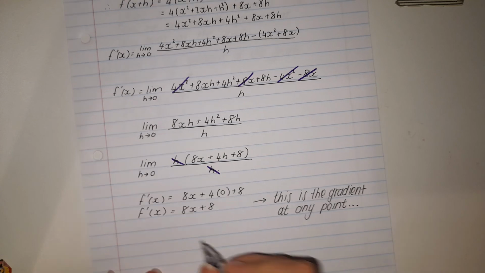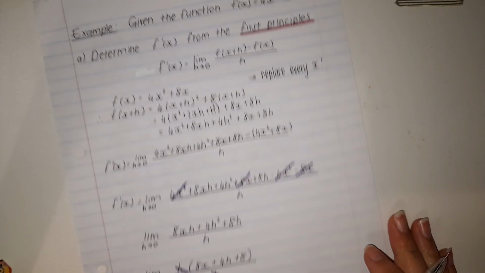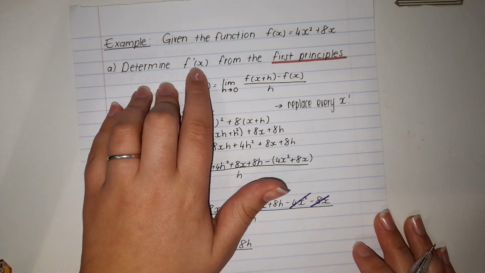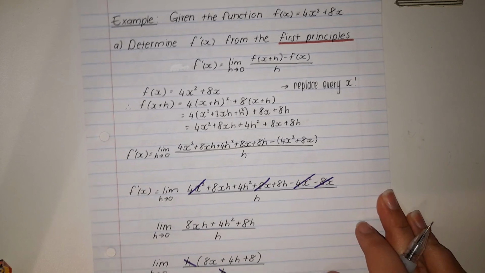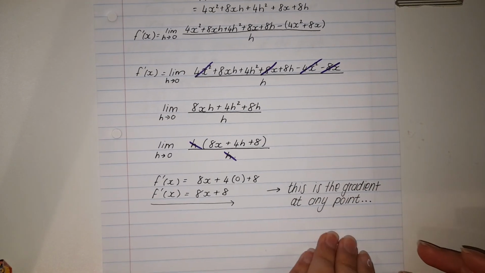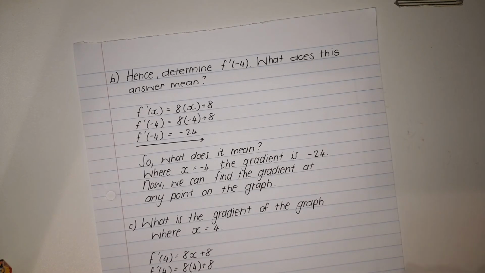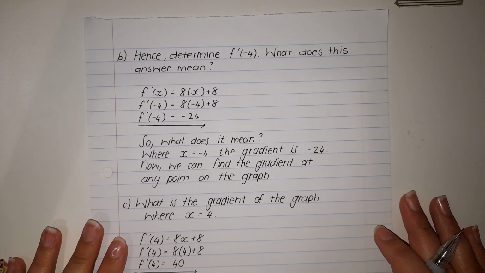So I am simply going to end here because they ask me to determine the derivative of f(x). They ask me nothing more from the first principles. So now I'm at this point. Moving on, my next question: hence determine the derivative at x equals -4. And what does this answer mean?